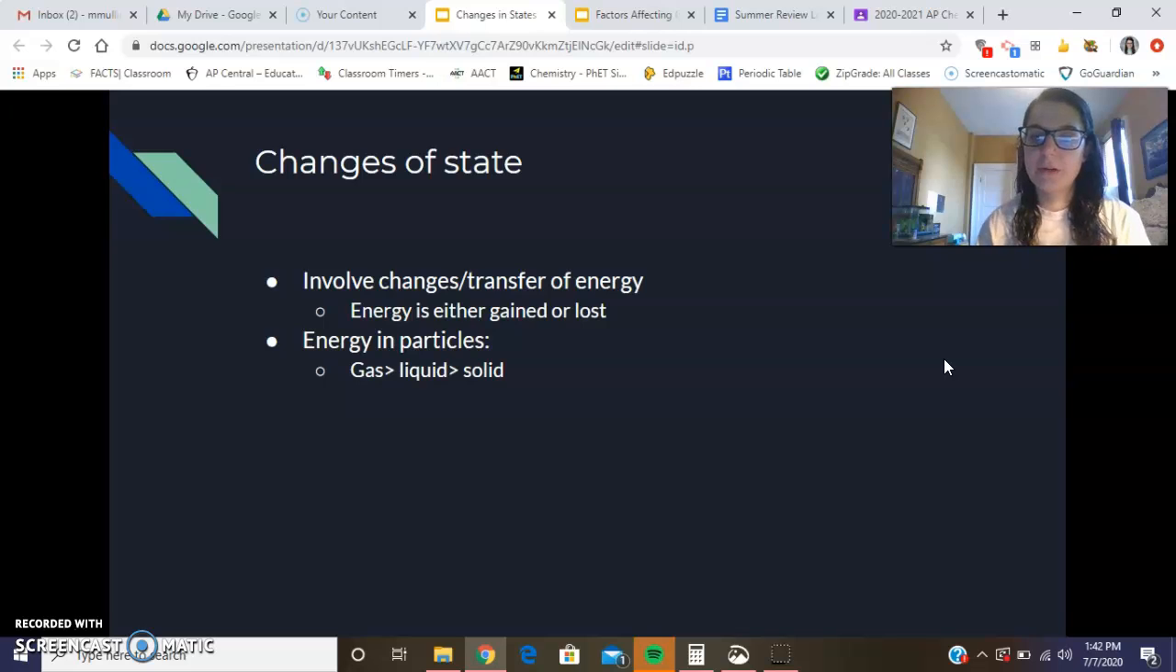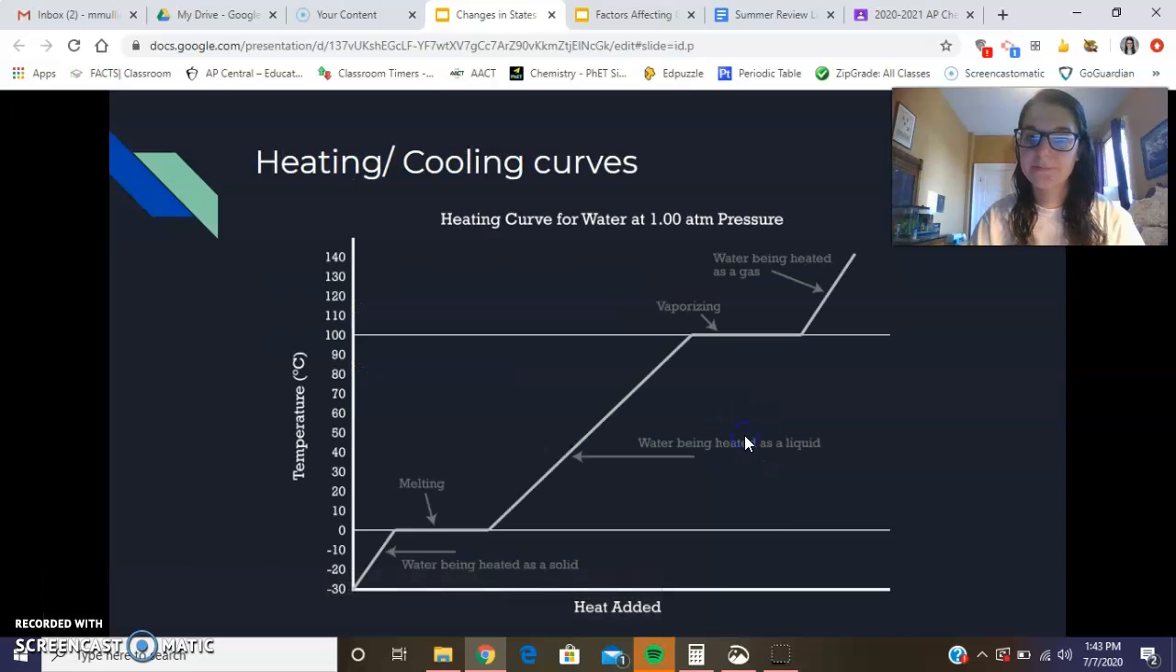But we also do want to address the energy in those. We've obviously talked about changes of state, hopefully before in science classes. In chemistry, we're really relating that change of state to energy. Changes of state always involve a change or transfer of energy. So energy is either gained or lost by the particles, gained from the surroundings or lost to the surroundings. In general, for particles, gases have higher energy than liquids, which have higher energy than solids. If you think about the particulate level representation of these states of matter, you can see that solids are limited to vibration and gas particles can be going everywhere in its container.